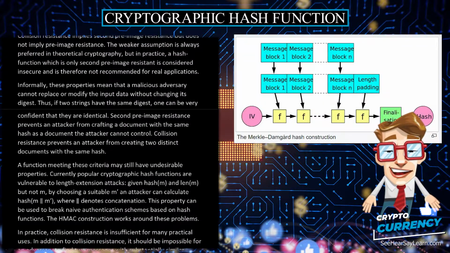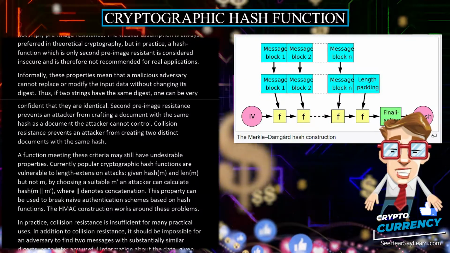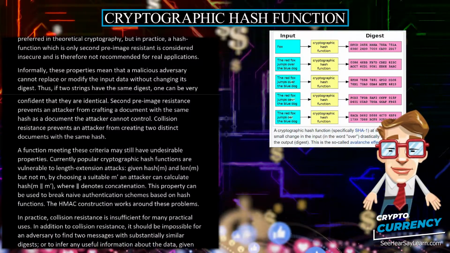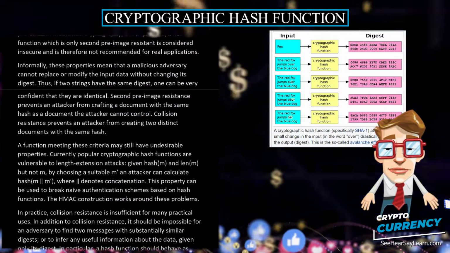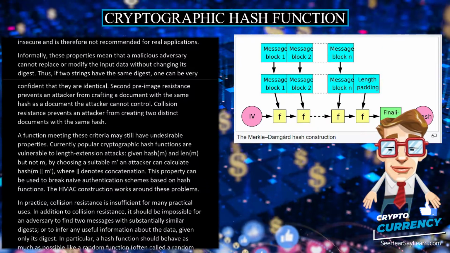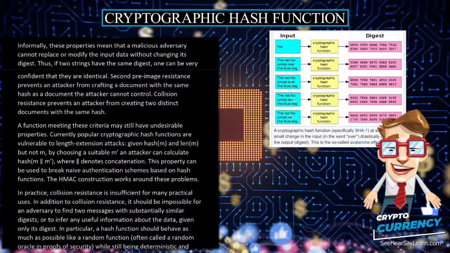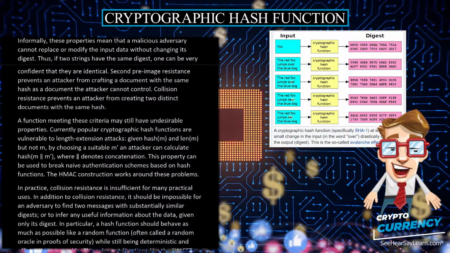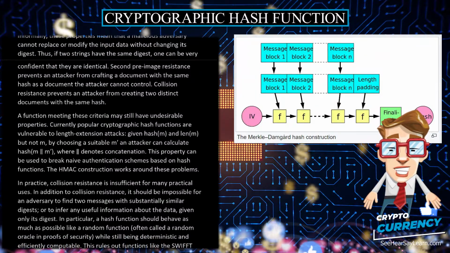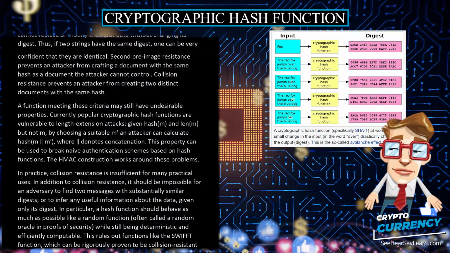Informally, these properties mean that a malicious adversary cannot replace or modify the input data without changing its digest. Thus, if two strings have the same digest, one can be very confident that they are identical. Second pre-image resistance prevents an attacker from crafting a document with the same hash as a document the attacker cannot control. Collision resistance prevents an attacker from creating two distinct documents with the same hash.